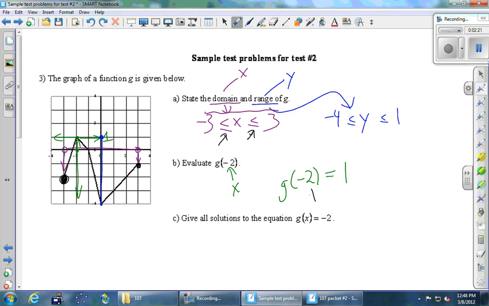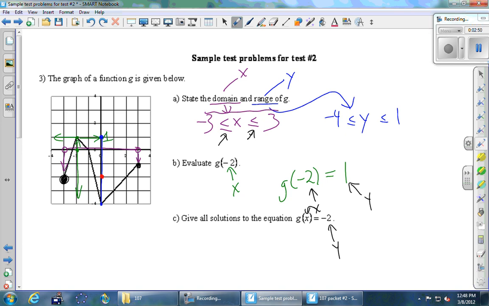And so again, the x is always the thing that's in there, which means that if you see something out here on the side, that must be the y value. And that's going to help us in part C. Give all solutions to the equation g of x equals -2. Again, you can see the x sitting in there is still x, which means that -2 must be a y value. So let's look for a y value of -2. So y value of -2 is right here.